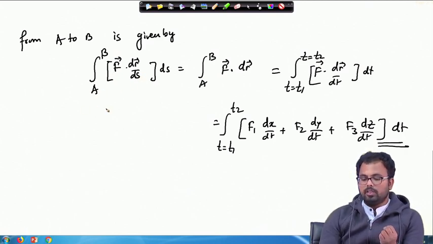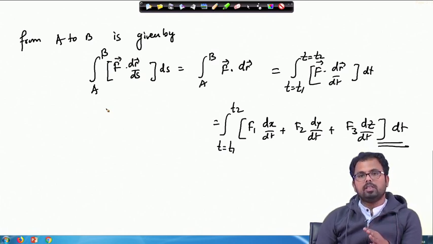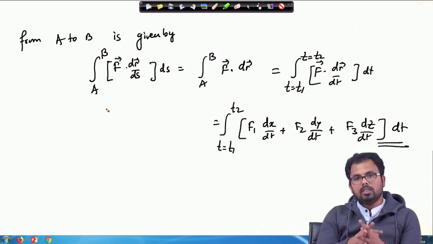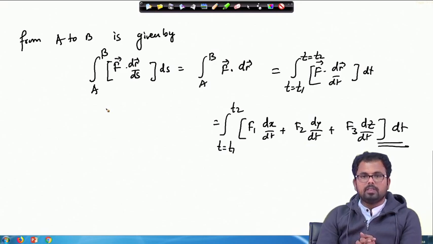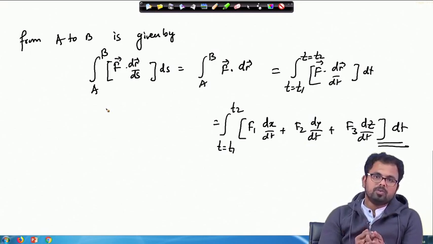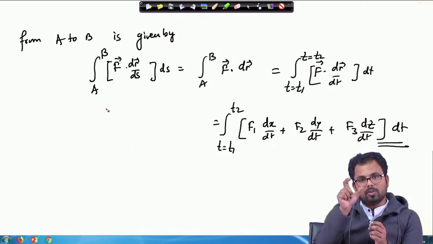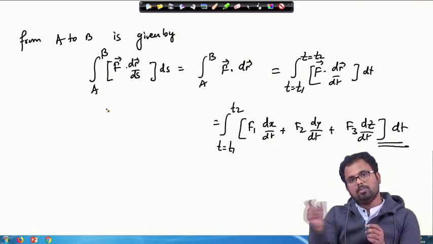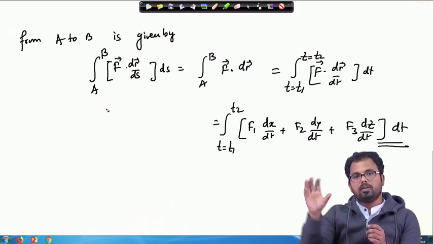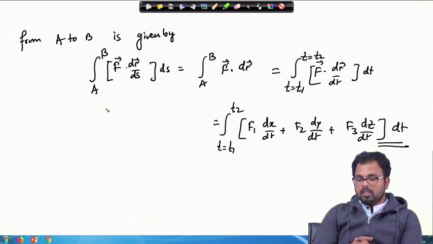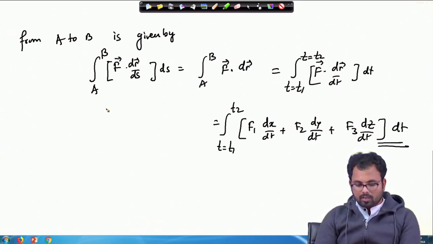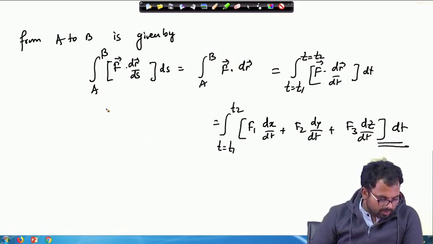So in this case we are actually integrating along a curve. So C is the given curve, which can be smooth or piecewise smooth. When it is piecewise smooth, then we integrate along the first piece, then we integrate along the second piece, so we can do the integration piece by piece. This is what we mean by line integral along a curve.